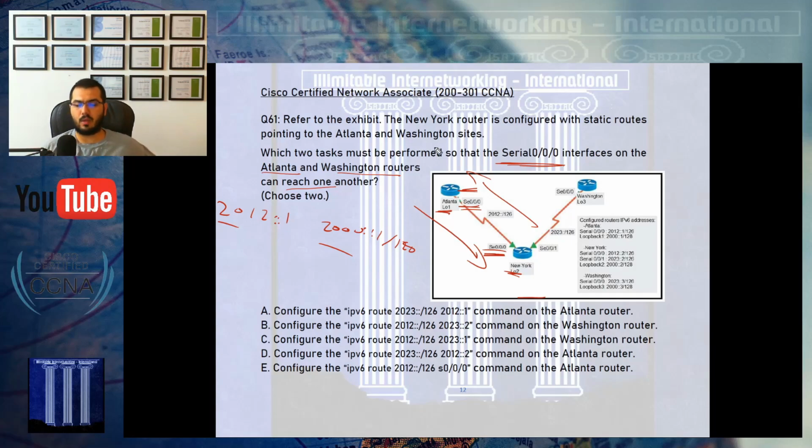Okay, let's read the question again. If I missed that, the New York router is configured with a static route. My bad, I'm sorry. It is already configured with a static route that is already pointing to Atlanta and Washington sites. So there is already a route heading from New York to Atlanta, and already a static route heading from New York to Washington. But which two tasks must be confirmed so that the serial 000 interfaces on the Atlanta and Washington can reach one another? I don't know why my eyes thought that this is New York.